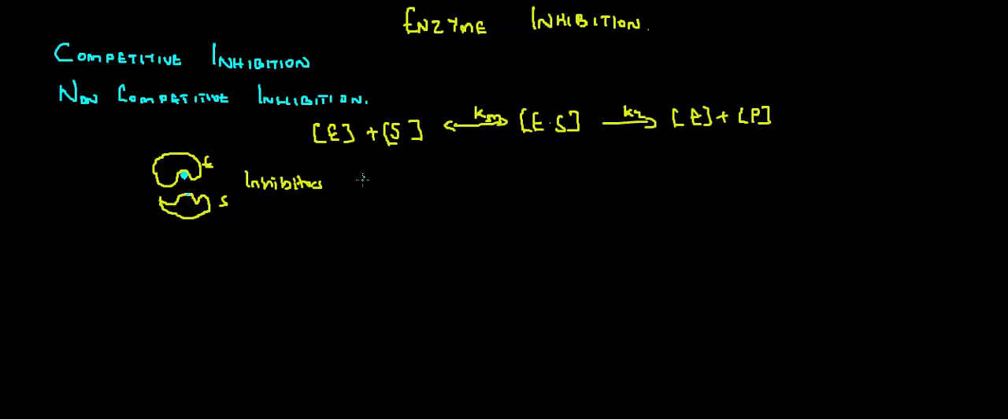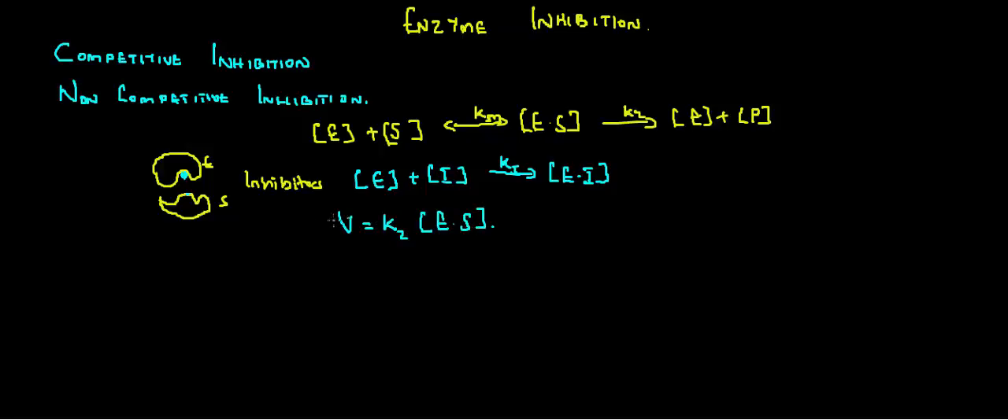Now what will happen is that instead of combining with the substrate, I'll have something like this, E plus I, giving me EI. Now rather than KM that I have here, I'll have KI. These are both constants normally, and we all know about that. Now normally I have that V is equal to K2 times ES. We derived this earlier on in our Michaelis-Menten equation.